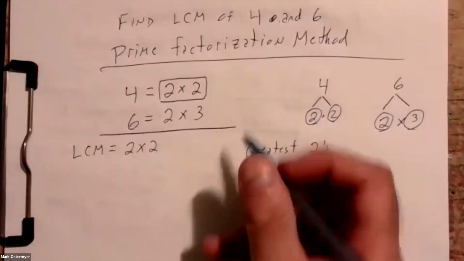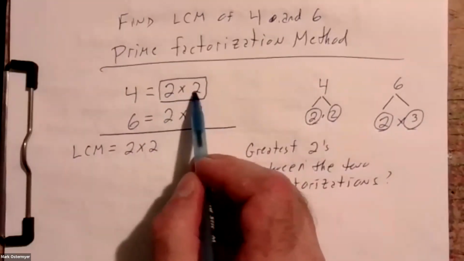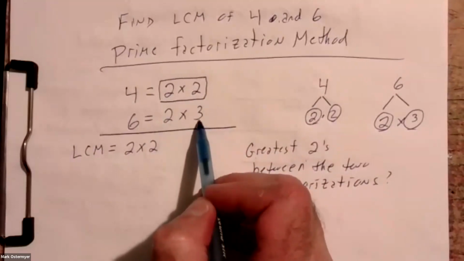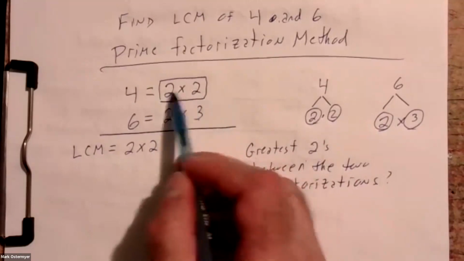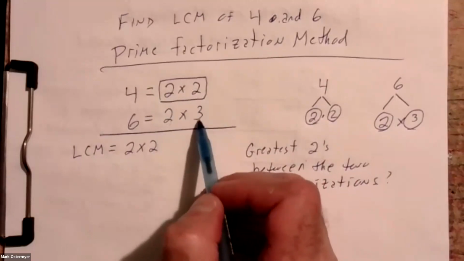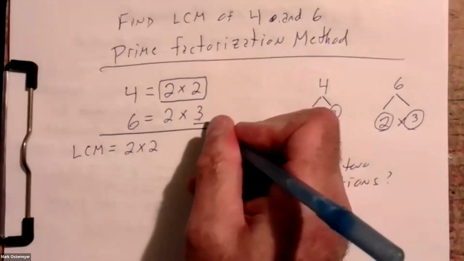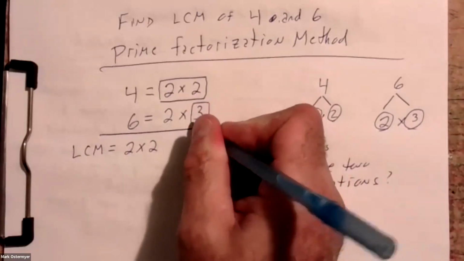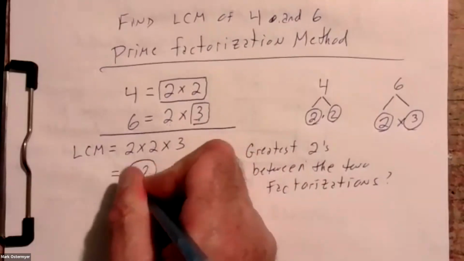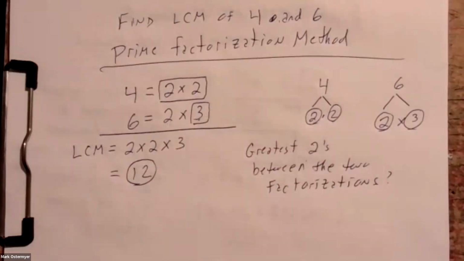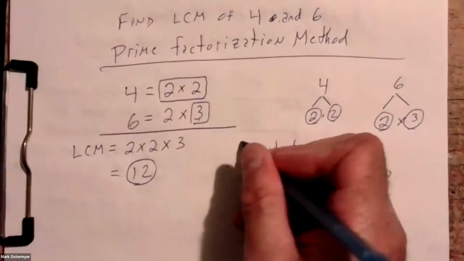Now, 3. Notice there's no 3s in this factorization, but there is one 3 that appears here. So what's the greater occurrence of 3? No 3s, 0 3s, or 1 3? 1 3. Got to have 1 3 in your least common multiple. And guess what number we get? We get 12.